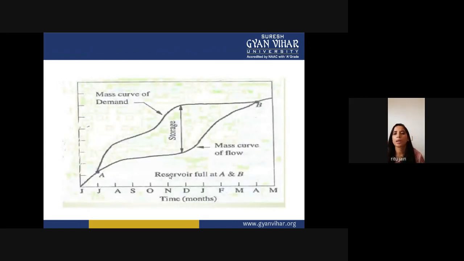So this is your mass curve. In this diagram, you can see that the reservoir is full at A and B. This is your mass curve of demand, and this is your mass curve of flow. It shows how much flow you are getting and how much demand is required. So you need this much storage for your reservoir. So this is your mass curve.